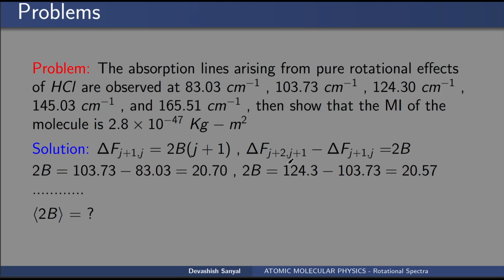Next we have the absorption lines arising from pure rotational effects of HCl, observed at 83.03 centimeter inverse, 103.73, 124.30, 145.03 and 165.51. Then show that the moment of inertia of the molecule is 2.8 times 10 to the minus 47. So we know that the difference in the inverse of the wavelength between the level J and J plus 1 is twice B (J plus 1).